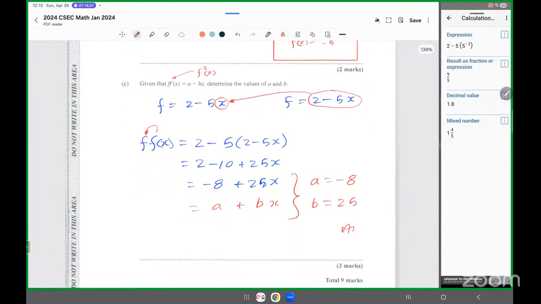And that is the answer. It's about determining the values. That is it. Very good. All right.